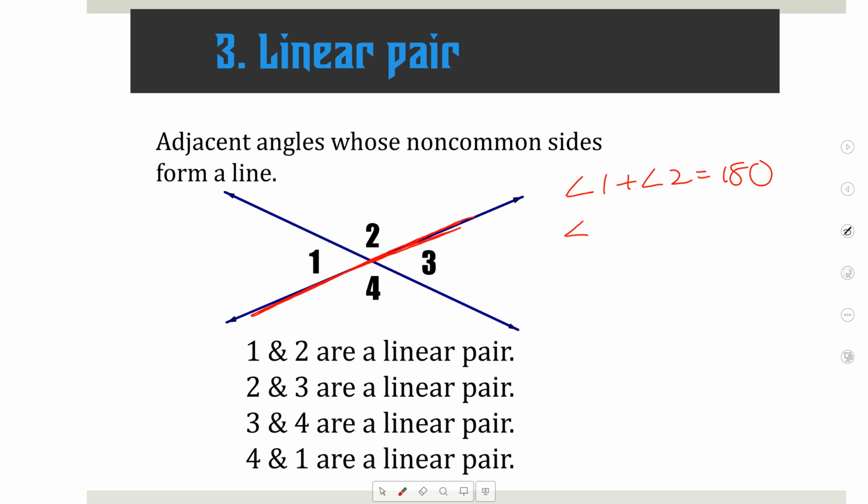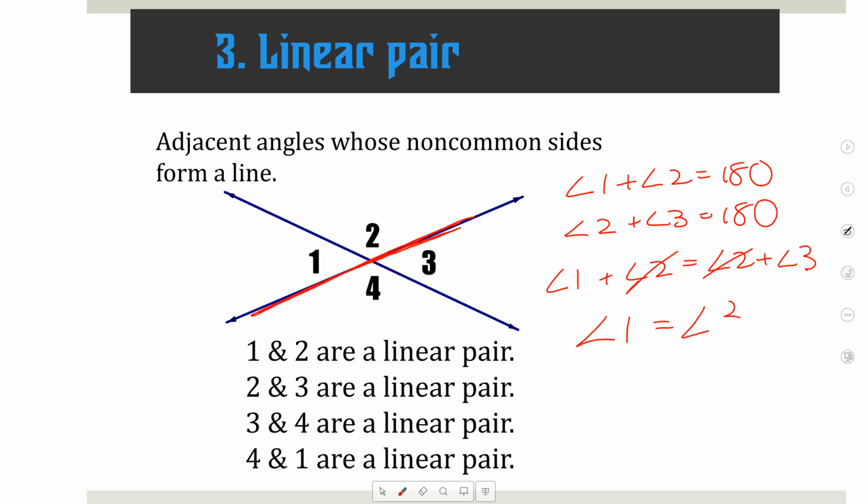Which also means that angle 2 plus angle 3 equals 180 degrees. Okay, so then if we do a little bit of algebra, since both left sides of the equation are equal to 180, we can set them equal to each other. Subtract angle 2 from both sides, and we have angle 1 is equal to angle 3. Woo! What does that prove? It proves exactly what Corey told us earlier, that the vertical angles are congruent.